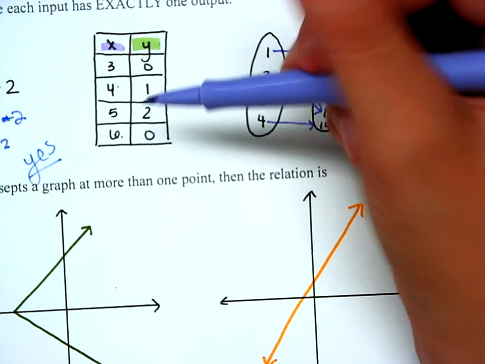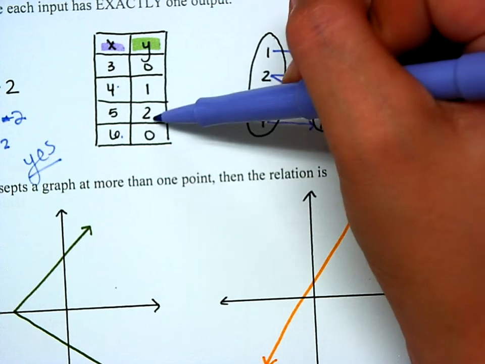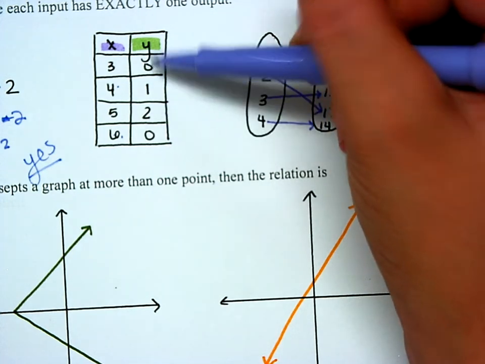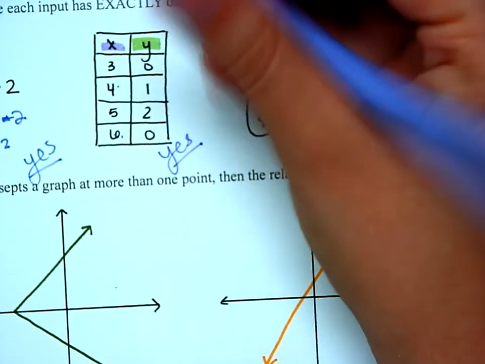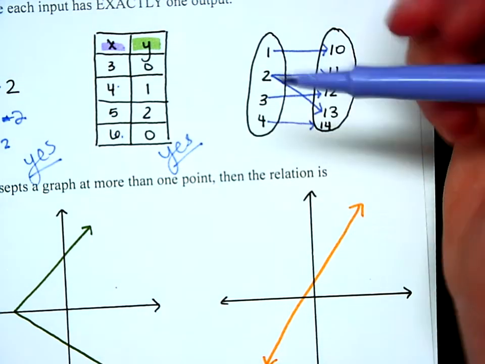What would make it not a function is if I put 3 in and got 1 out, or 2, or anything else but its original output. So yes, this is a function because the x values do not repeat. It's okay if the y's do.